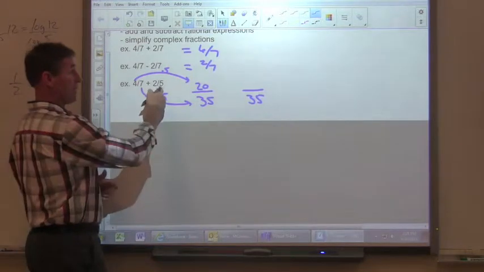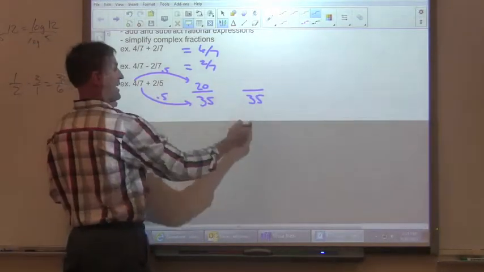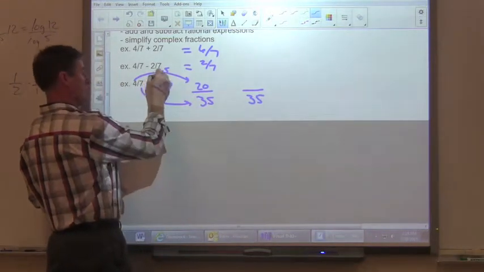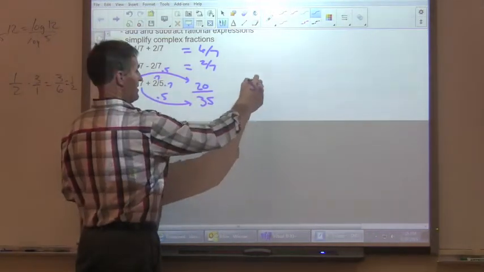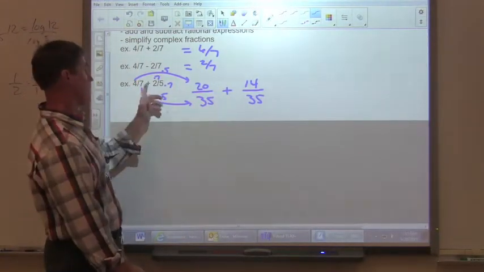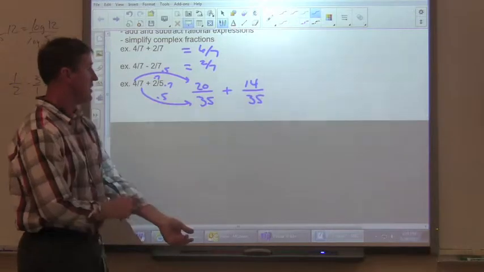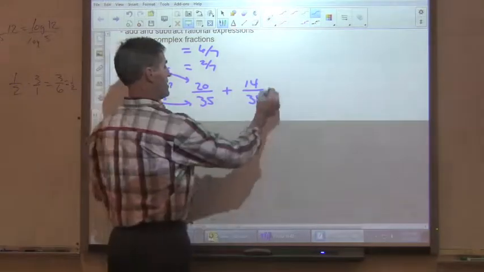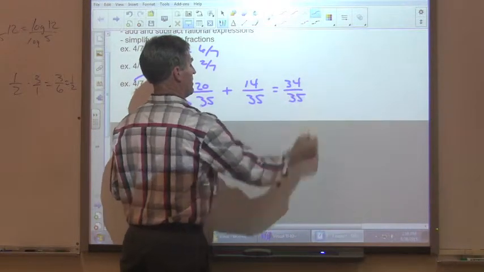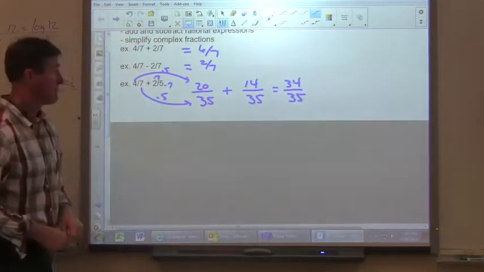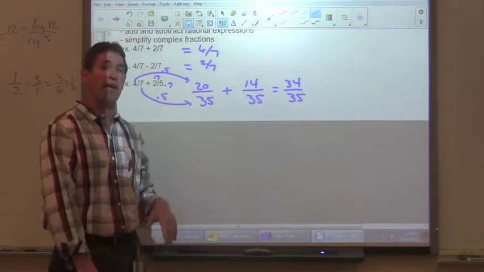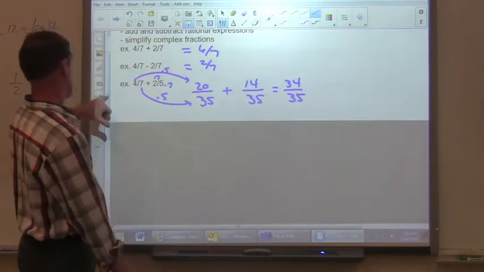And then we do the same thing with the other fraction. What do we have to multiply 5 by to get to 35, which is 7? So I have to multiply the bottom by 7, so I multiply the top by 7, and we get 14. The addition or subtraction makes no difference. If it's a minus, that would just be a minus. So in this case, we get 20 plus 14 equals 34, and so we get 34/35. So the process stays the same, we just complicate it when we go to rational expressions.